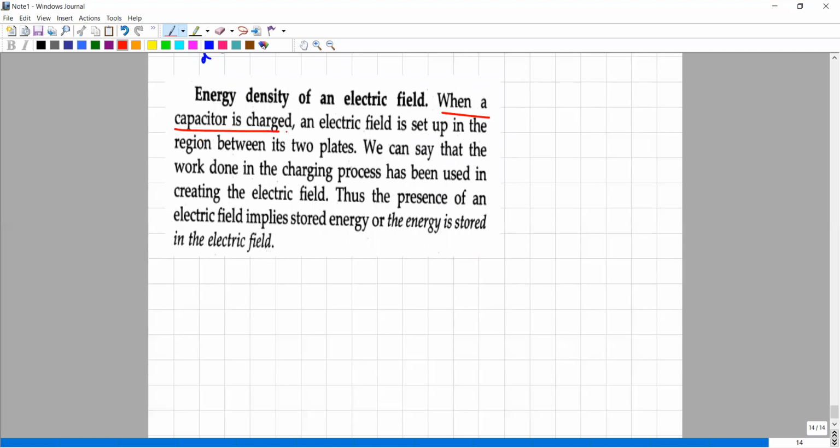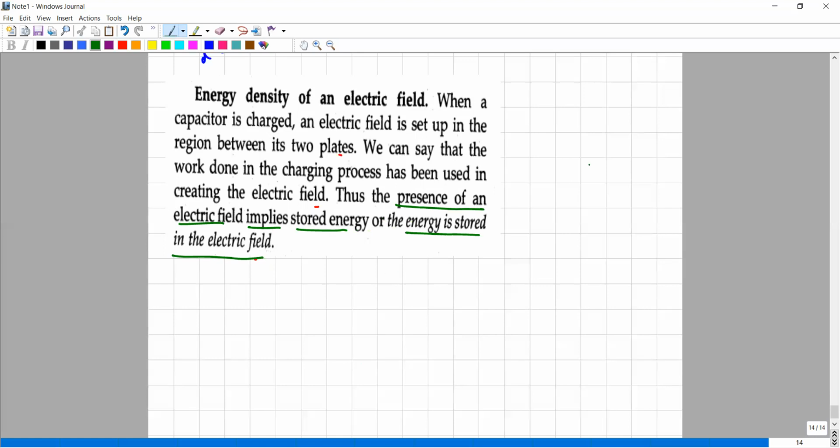When a capacitor is charged, an electric field is set up in the region between its two plates. We can say that the work done in the charging process has been used in creating the electric field. Thus, the presence of electric field implies stored energy, or energy is stored in the electric field. Here we see that this particular statement is very, very important, that the presence of electric field implies stored energy, or the energy is stored in the electric field.